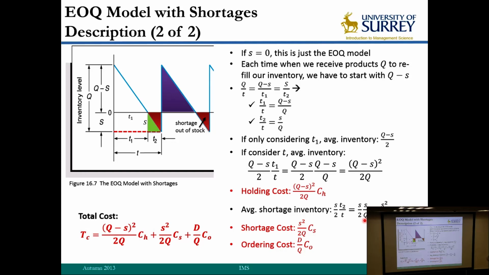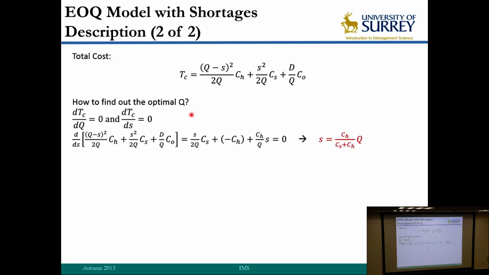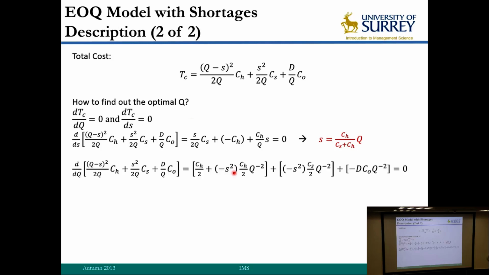If we allow some shortages, even if we don't allow any delivery time, the total cost is a little bit more complicated. For this case, how do we find the optimal order quantity Q? Actually there's only one way. This is the total cost, so we have to find the first derivative with respect to Q and the first derivative with respect to S, make them 0 and try to find the optimal S and Q. If you are interested, you can try to see how it works.